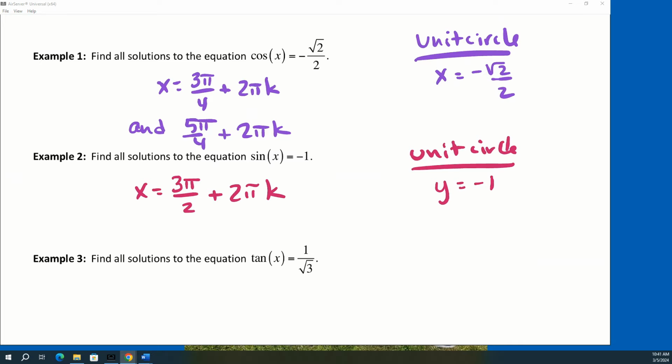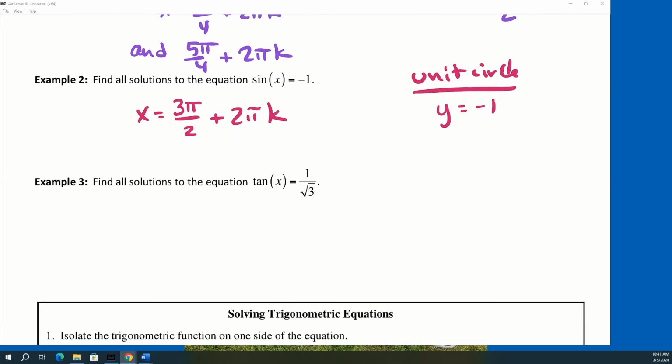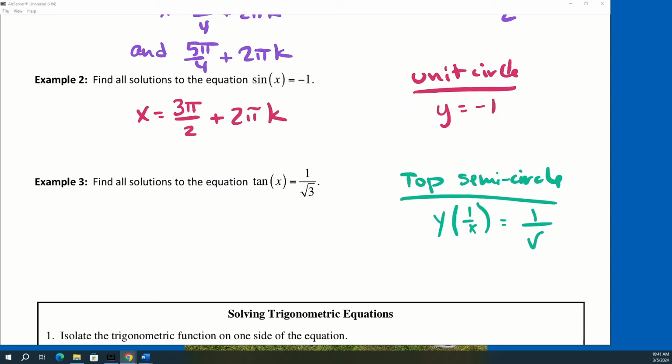All right, and then don't forget, tangent's different, but we're going to start off similarly. So we want to find all the solutions to tangent of x is 1 over the square root of 3. So we're only going to use the top semicircle. And what we want is to take the y-coordinate, multiply it by the reciprocal of the x-coordinate, and get 1 over the square root of 3.